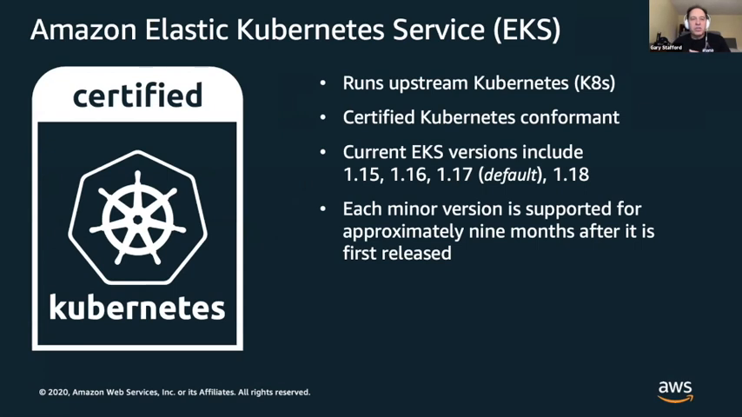Amazon EKS runs upstream Kubernetes, so it is a certified version of Kubernetes. It's Kubernetes conformant. Currently, Amazon EKS includes versions 1.15, 1.16, 1.17, which was the current default last time I looked this week, and then 1.18. Each of those versions is supported for approximately 9 months after its release on the AWS platform. So you have time to upgrade and pick the current version that you want to work with.